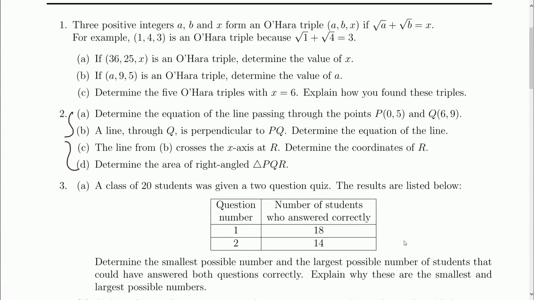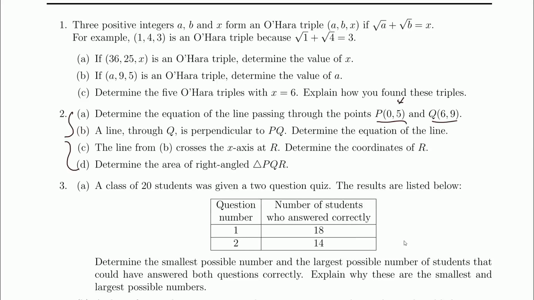Determine the equation of the line passing through points P and Q, where P is (0, 5) and Q is (6, 9). This is sort of basic grade 9. Get the slope and either use the y-intercept, which P is, or use one of the 2 points and use point-slope form, something like that.